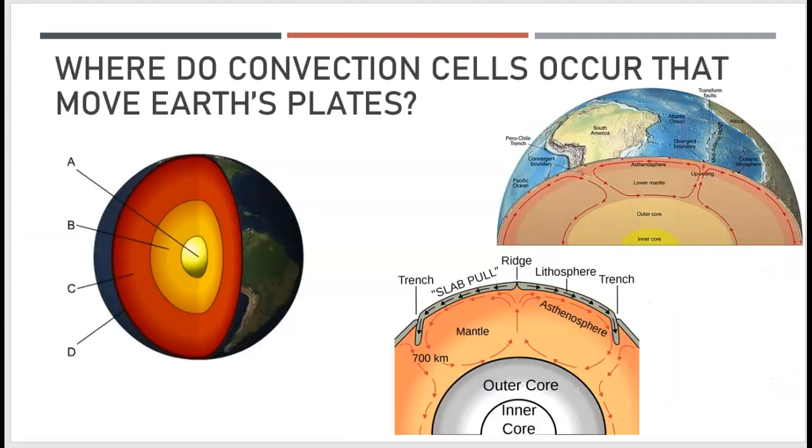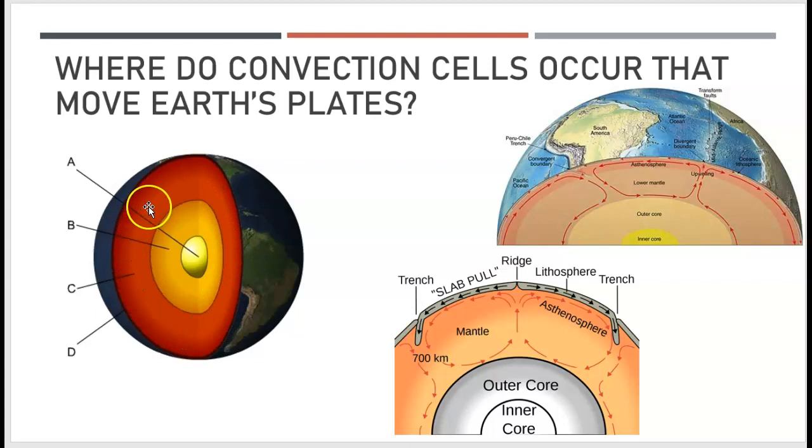So what's going on under the Earth's crust? First, we need to know what the different layers are. So we've got here layer D is the part that we stand on. That's what we call the crust. Underneath the crust, we have this kind of Play-Doh-like substance called mantle. It's really hot and it can move.